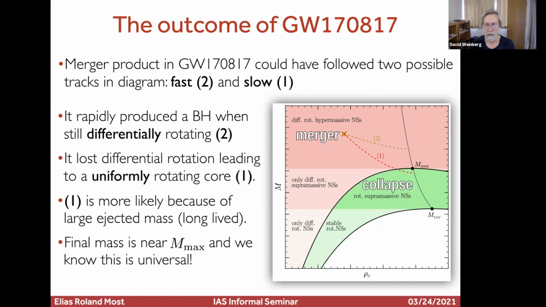And what does the TOV stand for? That's the maximum mass of a non-rotating star. That's named after Tolman, Oppenheimer, and Volkov, who came up with the structure equations for GR. Sorry for the confusion there. So the non-rotating sequence down there is the black line, and the green region is all the uniform sequences. And so we basically use that universal property to put a constraint.